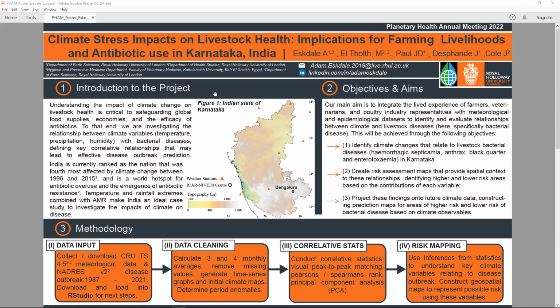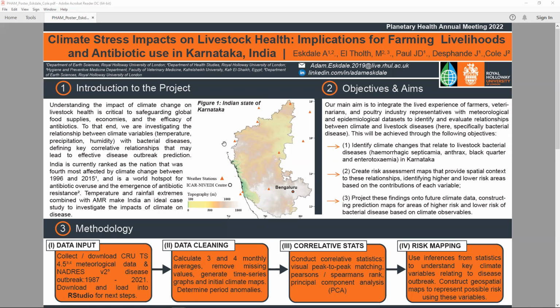So the case study for this research was the state of Karnataka, which is on the western coast of India, with a map of that in figure 1, highlighting the capital city, Bangalore, where the ICAR NIVEDI Centre is based. ICAR NIVEDI is a joint institute which supplied the disease data for this project through the online platform NADRES V2.